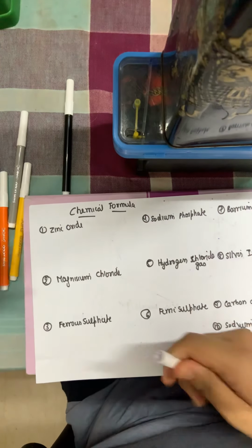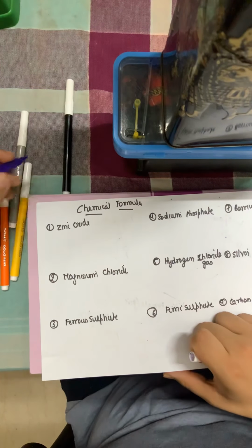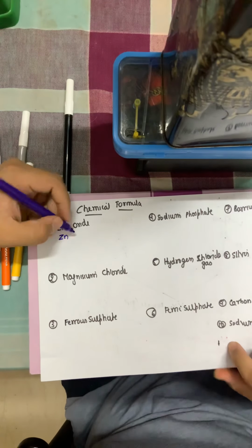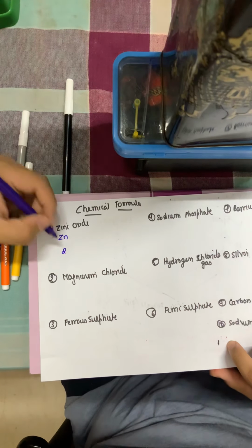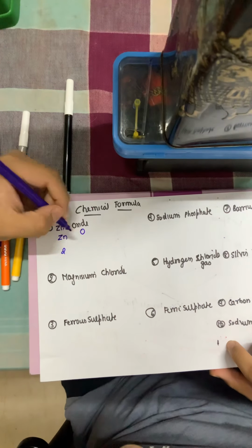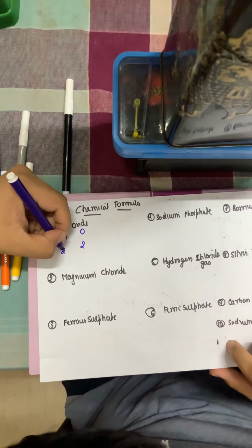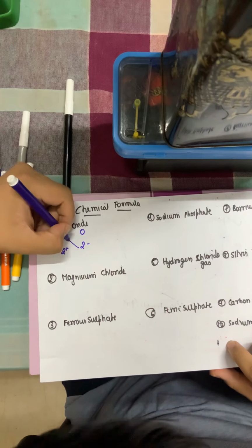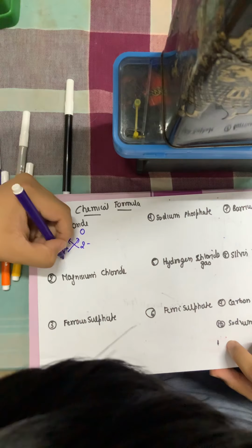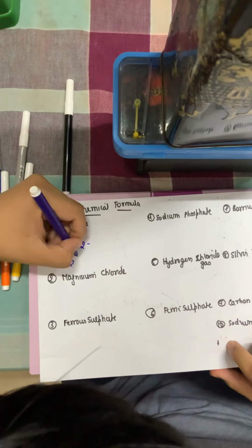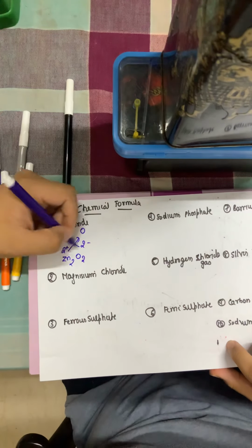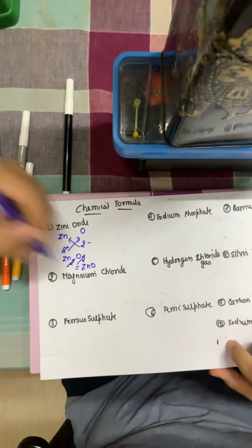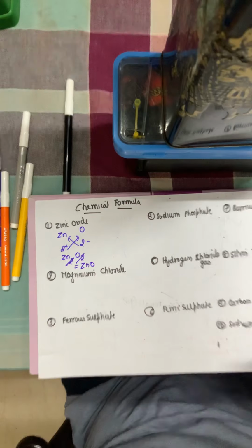Okay, the first formula is zinc oxide, for which I write the zinc first, Zn, and the valency of zinc is 2. Oxide means oxygen. The valency of oxygen is 2. This is 2 plus, this is 2 minus. The charges won't matter, they will cancel out. I cross multiply. Okay, so zinc gets 2 here, oxygen gets 2 here. Now both the valencies are the same. I cancel them out and I write it as ZnO. I hope it is clear.